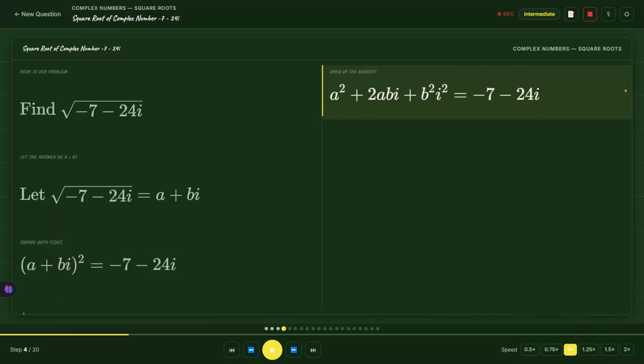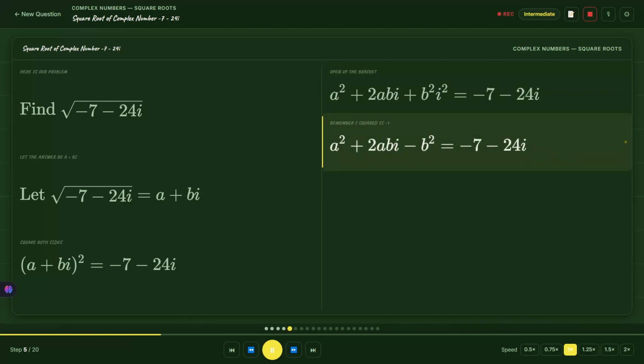Let's open up the bracket on the left side. We use the formula, first thing squared, plus 2 times first times second, plus second thing squared. That gives us a squared plus 2abi plus b squared times i squared. Here's a super important thing to remember. i squared is always -1. So b squared times i squared just becomes minus b squared. That cleans things up nicely.